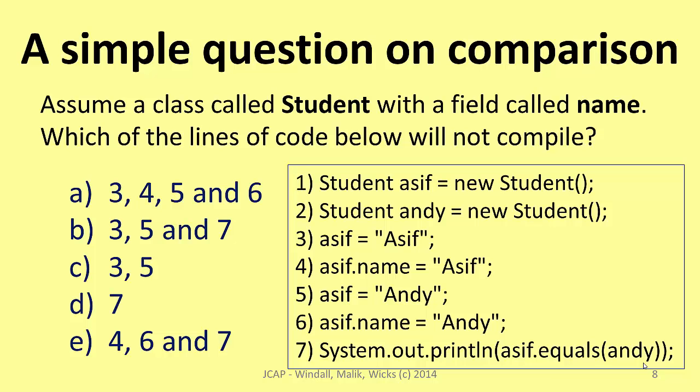And finally, System.out.println Asif.equals Andy, well, they are both of the same type. They are both of type student. Therefore, that line will also compile correctly. So the answer to this is that lines 3 and 5 are the ones that will not compile, because we're trying to assign a literal to an object. C is the correct answer.